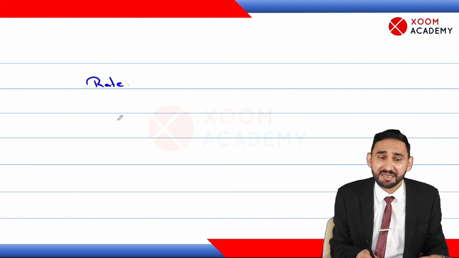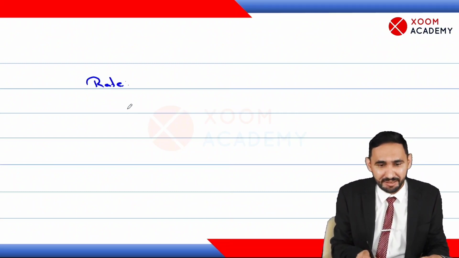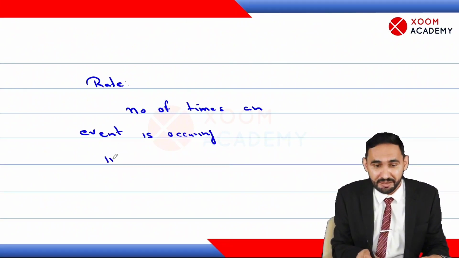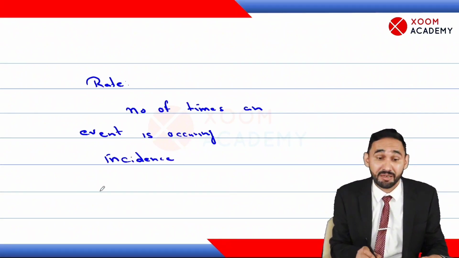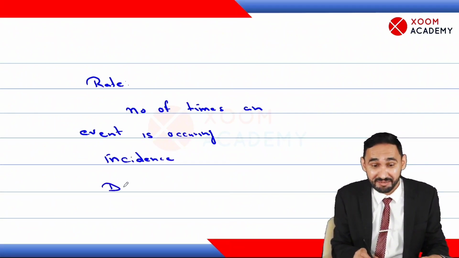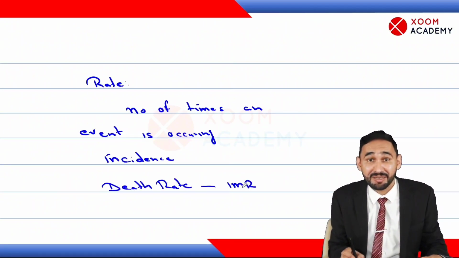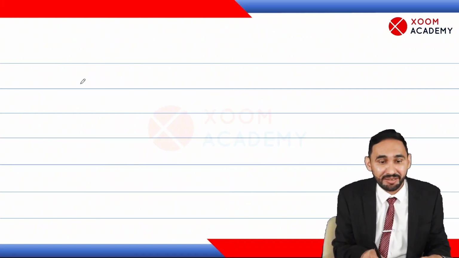We can say that rate is defined as the number of times an event is occurring. Like we have measured incidence. Incidence is a rate. Or we have measured death rate, like infant mortality rate. All of these are rates. They show the frequency. And what is ratio?